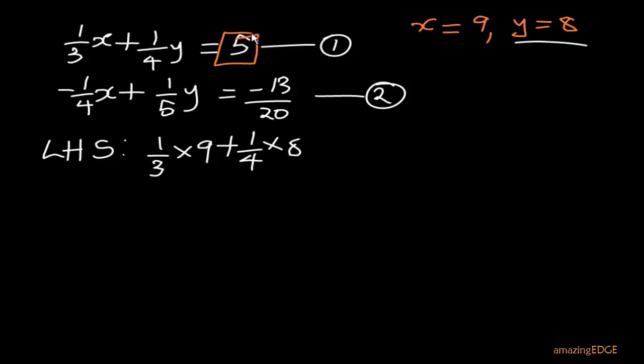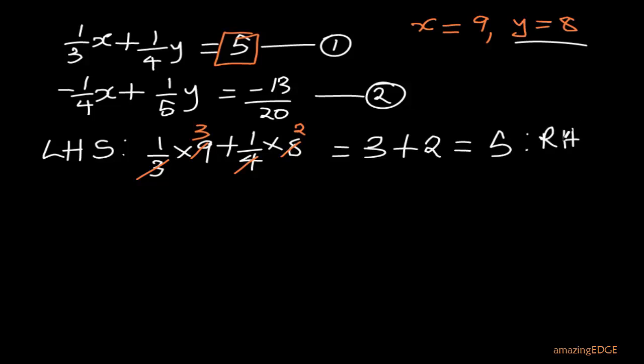So let's do that. Here 9 divided by 3 gives us 3, and 8 divided by 4 gives us 2. So what we now have is 3, then plus 2, which equals 5. And this corresponds to what we have on the right hand side. So this is okay. Then we check whether it will also work for equation 2.